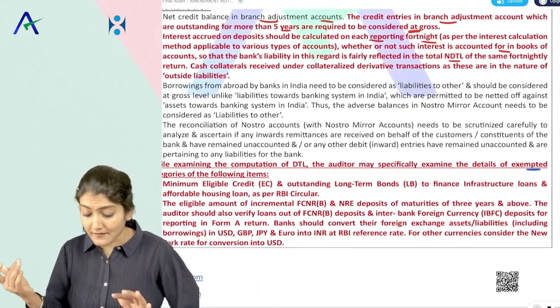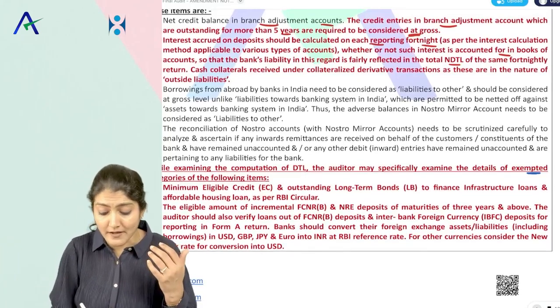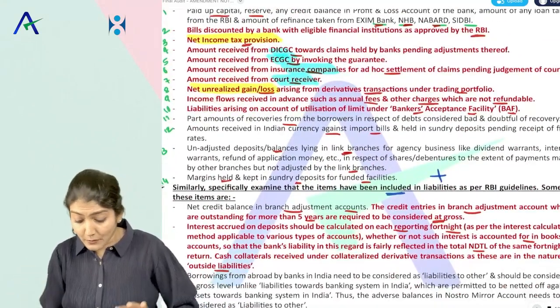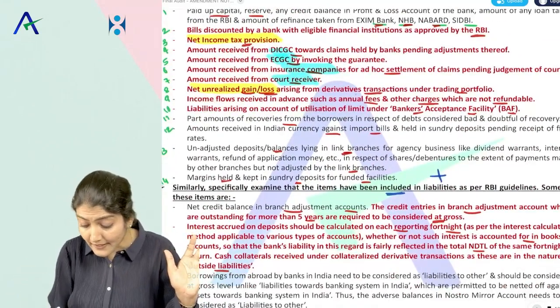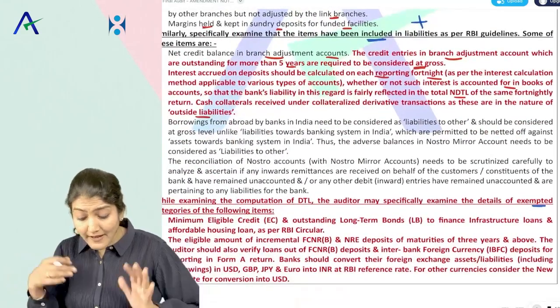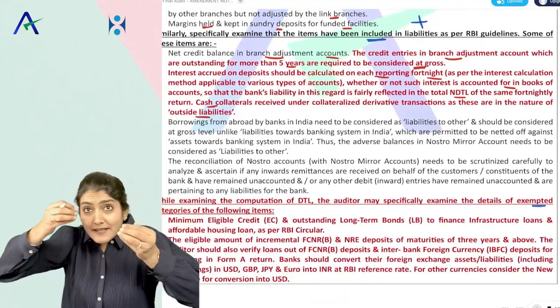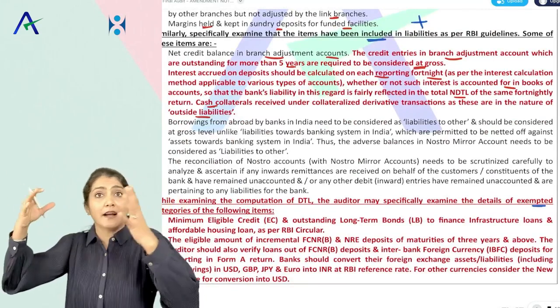Cash collaterals received under collateralized derivative transactions, as these are in the nature of outside liability. Right, here what did they say? Net unrealized gain or loss from derivative transactions is excluded. But here what does it say? The cash collaterals are to be included. And so net credit balance in branch adjustment account is included.